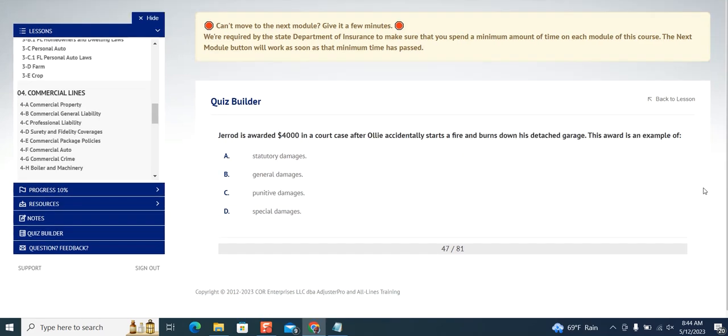Okay, kind of easy. Jared is awarded $4,000 in a court case after Oli accidentally starts a fire and burns down his attached garage. This is an example of. Oh God. So it's an accident. So it's not C. This is definitely the guessing game. Oh man.